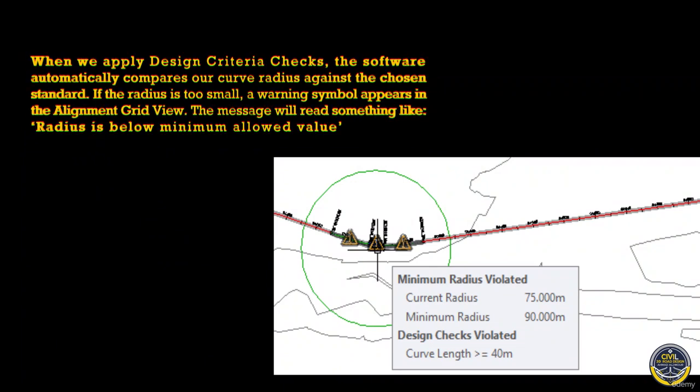In Civil 3D, when we apply design criteria checks, the software automatically compares our curve radius against the chosen standard. If the radius is too small, a warning symbol appears in the alignment grid view. The message will read something like, radius is below minimum allowed value.